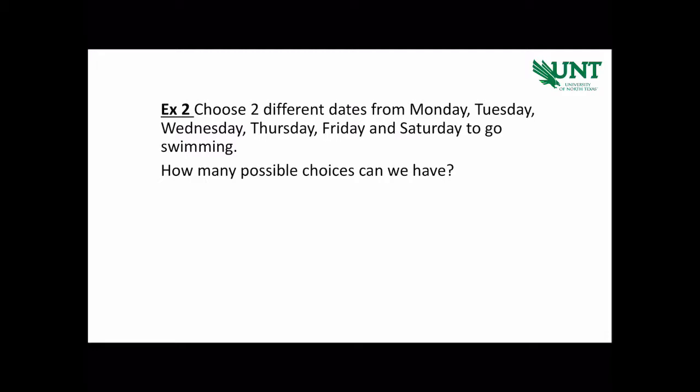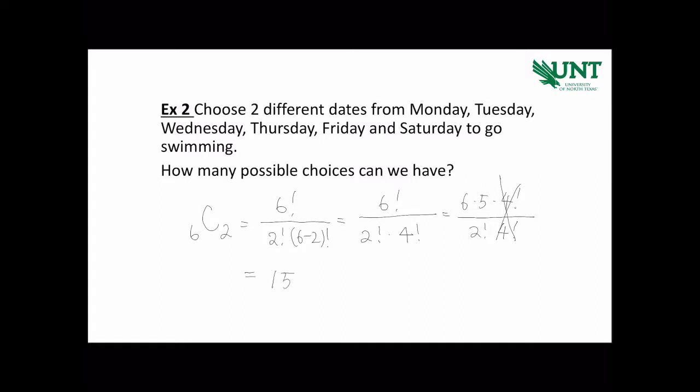Exercise 2. Choose 2 different dates from Monday, Tuesday, Wednesday, Thursday, Friday, and Saturday to go swimming. How many possible choices can we have? Solutions. Again, ask if the order to choose is important. In this case, no. So use a combination. So in this case, 6 choose 2. That is 6 factorial over 2 factorial times 6 minus 2 factorial, 6 factorial over 2 factorial and 4 factorial. 6 factorial is 6 times 5 times 4 factorial over 2 factorial, 4 factorial. You can cancel out here, so that would be 15.